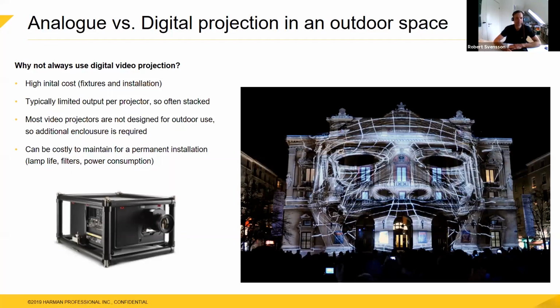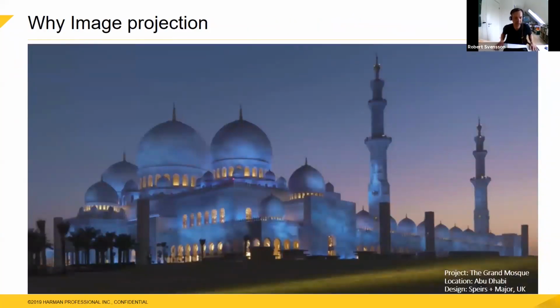So let's look at a couple of examples of such permanent installations, and this one is also fairly old. It's actually very old, back from 2009 in Abu Dhabi. Some of you might have been there. It's a fantastic site to visit if you ever get the chance, the Grand Mosque, and it's a good example because it also shows how you can work with a traditional wash light. That's what gives the blue color on the building, and then add the image projection as a layer on top of the wash lights.